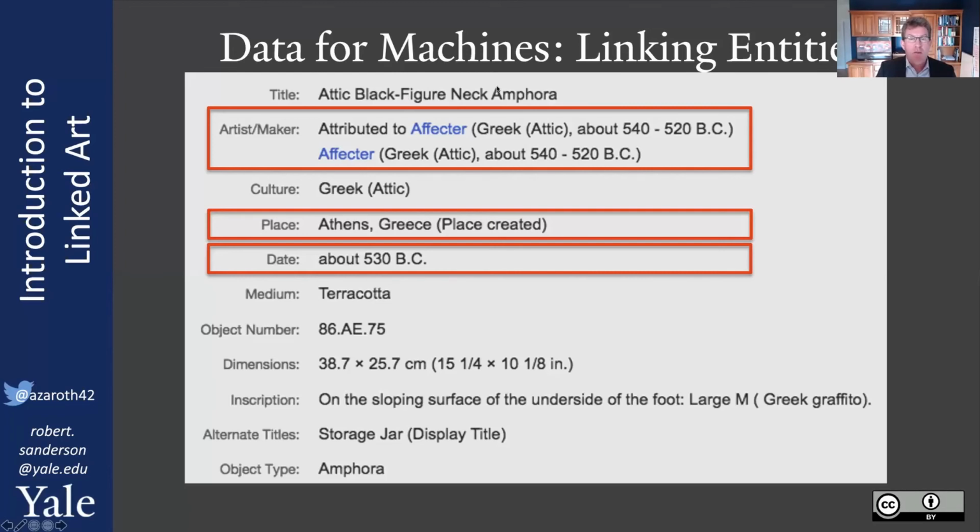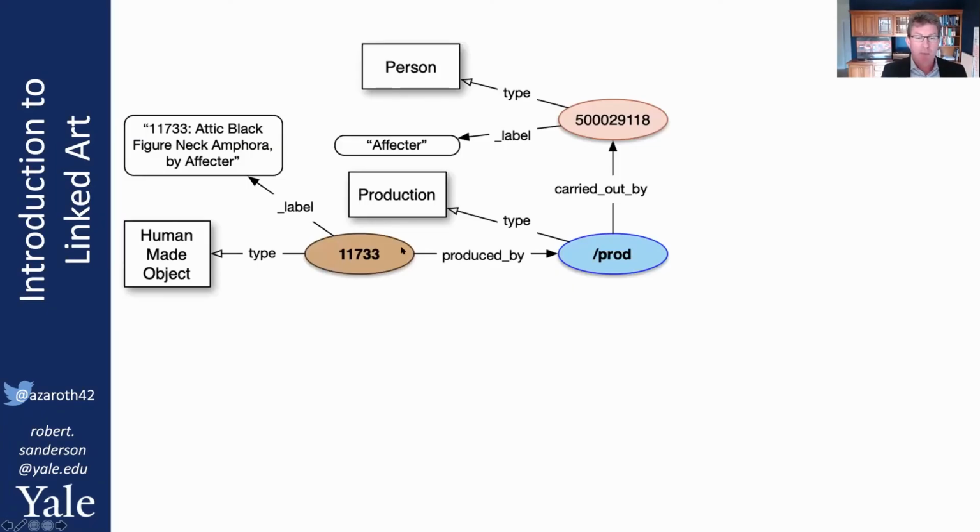So now we're getting into linking together entities rather than just core descriptions of things. So there are people, there are places, and there are times. So we'll look at the production of the object. The object was produced by a production, which has a class of production, and it was carried out by ULAN 500029118, who is known as Euphronios.